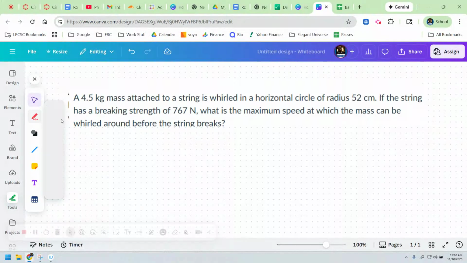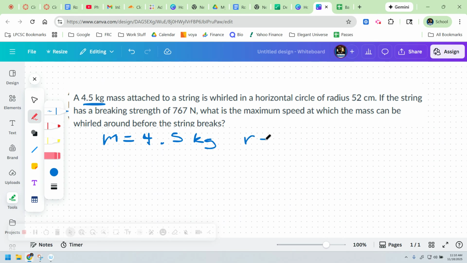Alright, so for this one, we're given the mass, right? So the mass is 4.5 kilograms. And that's attached to a spring in a horizontal circle where the radius is 52 centimeters, but we need to convert that to meters, so it'd be 0.52 meters.